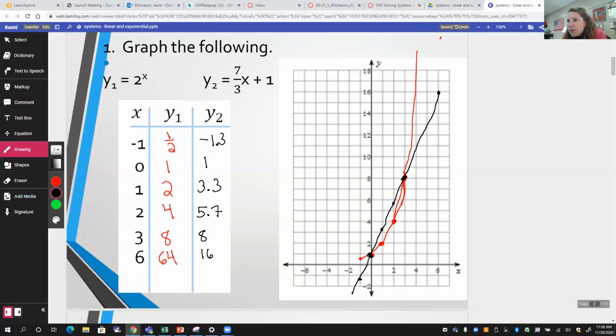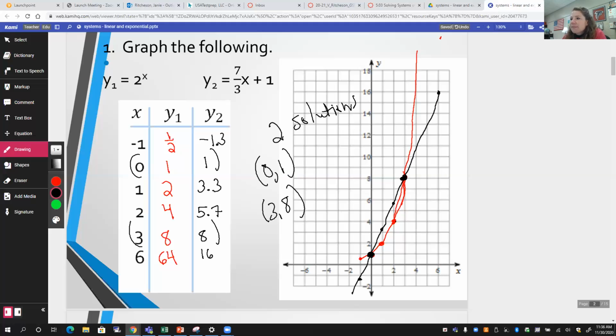All right, so since those two lines intersected here and here, that means that this system has two solutions. And what are they? They're 0, 1, and they are 3, 8. So those are my two solutions.